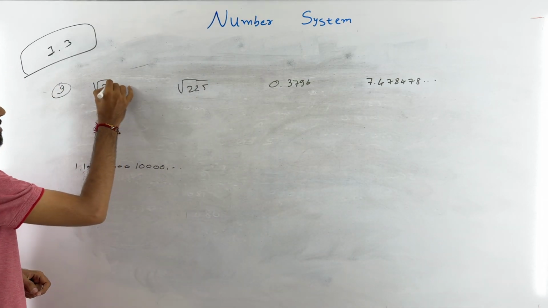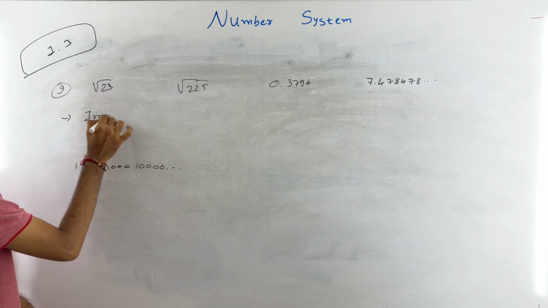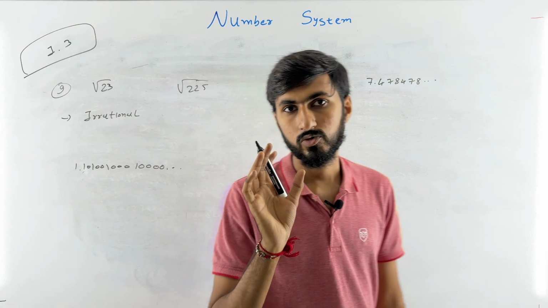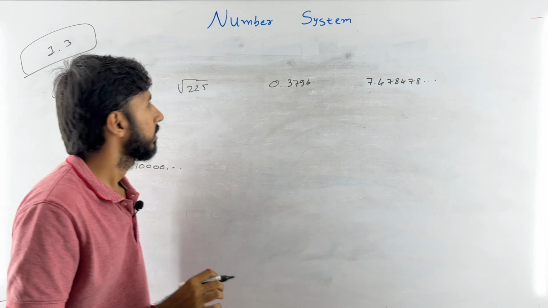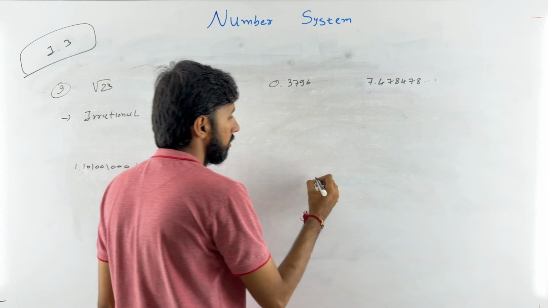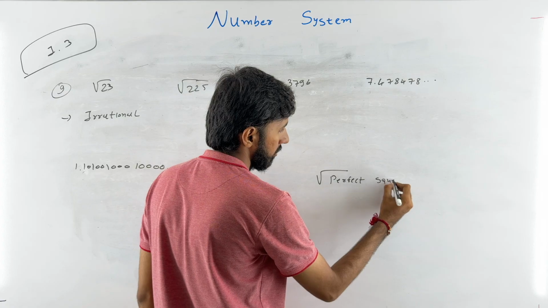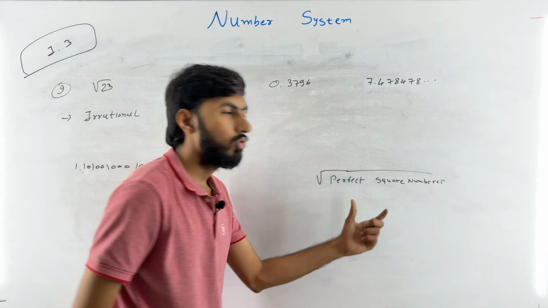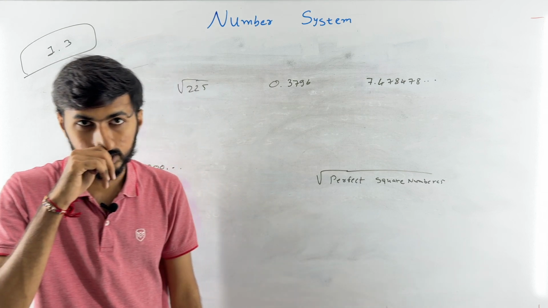Now for the first, square root of 23, it is irrational, because for square roots, here you can see 225 is a perfect square number. The square root of a perfect square number is only a rational number. Any other square root, except of a perfect square number, is irrational.